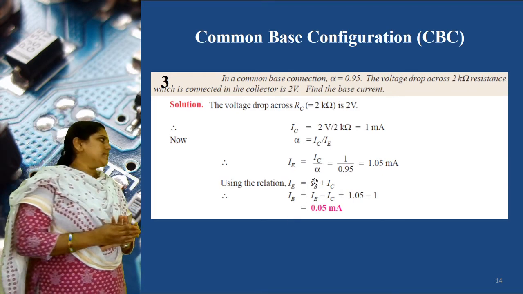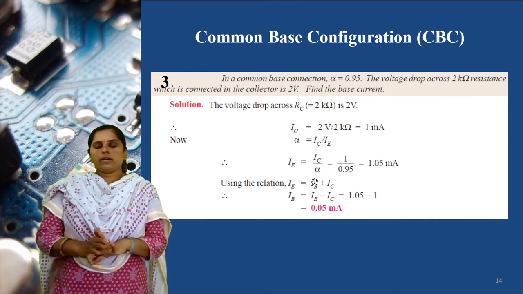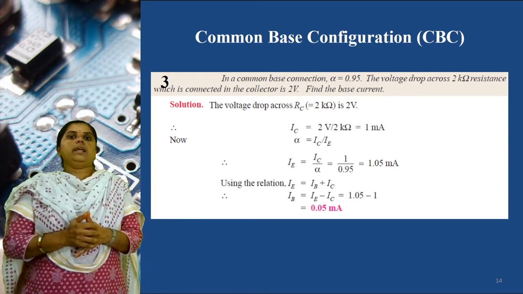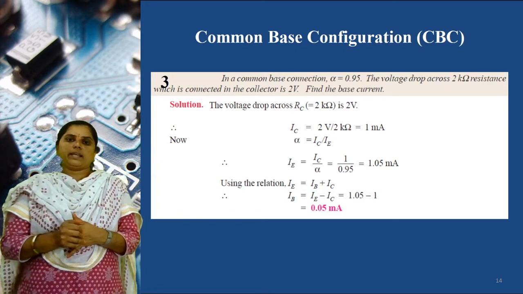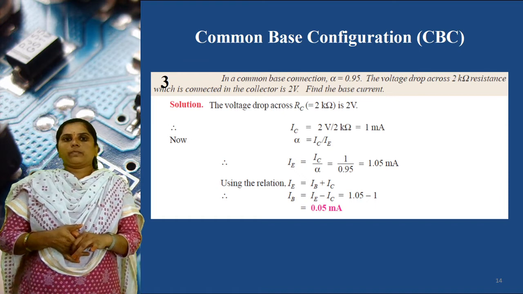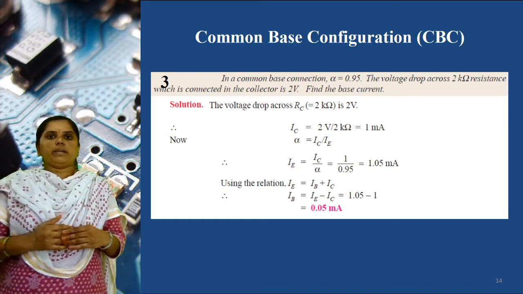Okay, this is the common base configuration. In this we have covered the input characteristics, output characteristics, and some simple problems also. This is about the common base configuration.